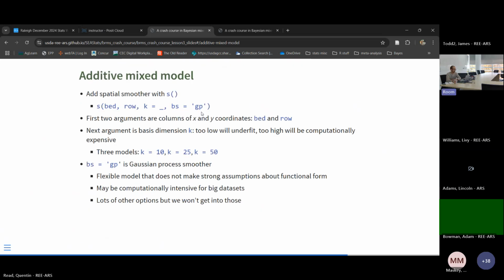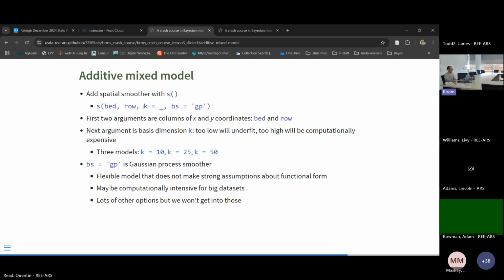And how are we gonna do that? Well, we basically add an extra term to the model formula of the model we had before. Other than that, the model's gonna have all the same fixed effects, all the same random effects. It's just gonna have an extra spatial smoother term added in. And S is the name of the function that defines that spatial smoother. It has at least 4 arguments. The first 2 arguments are the X coordinate column and the Y coordinate column. And remember, those are called bed and row in our data.